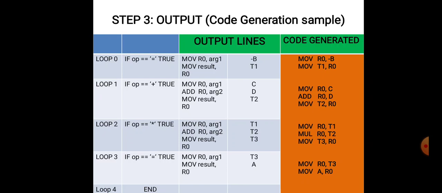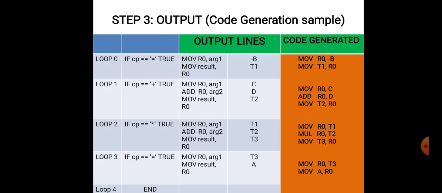Then the third line for loop 1, we have move result comma or not. Here result means t2. So move t2 comma or not. So we have three corresponding lines for plus operator success. So what is the meaning of these three lines? C value is moved to or not.